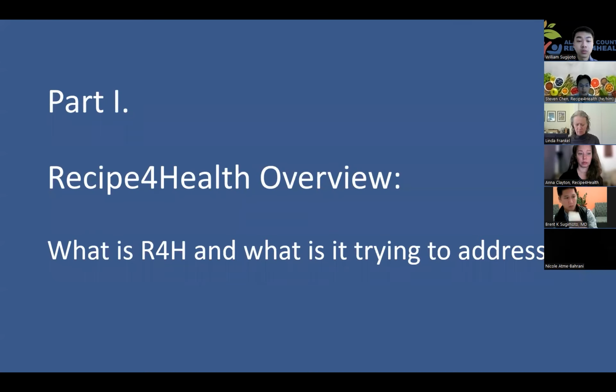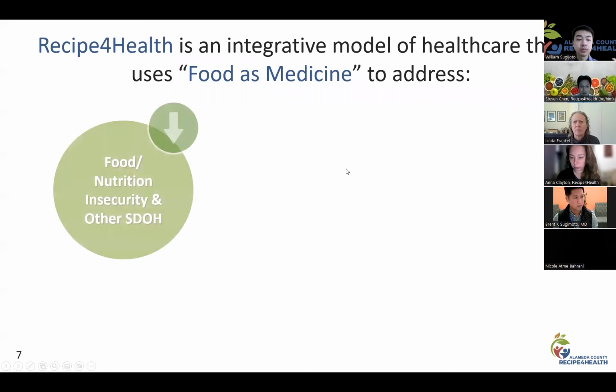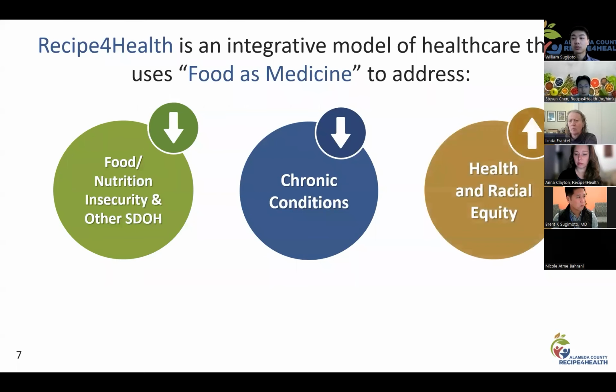So what is R4H and what is it trying to address? Again, you've seen me talk about this. I mean, I've condensed it to like 2 slides. When you're talking to your friends, you're like, what do you guys do at Lifelong? What's this Recipe for Health? You say it's an integrative model of healthcare. It's us in healthcare standing up to use food as medicine to address 3 things all at the same time, right? Not just downstream medicine, but food and nutrition, insecurity, other social determinants that are upstream. Chronic conditions, which is our bread and butter, both behavioral as well as physical health. And then also health and racial equity.